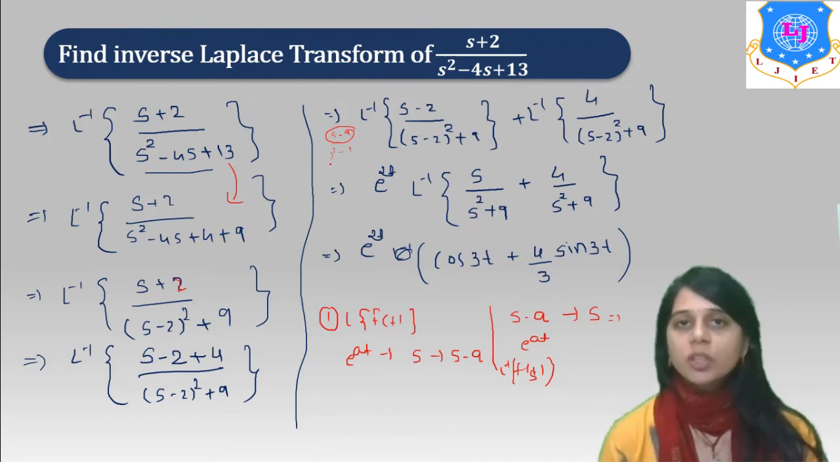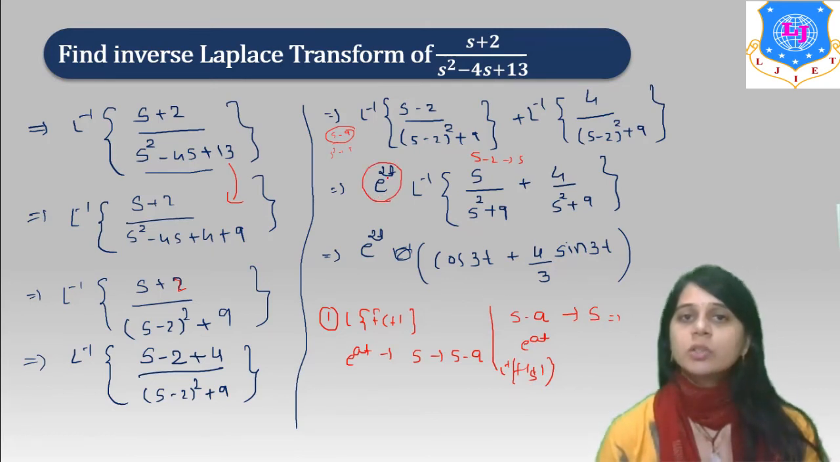What is the inverse first shift theorem? The inverse first shift theorem says that we take s minus a to s, here s minus 2 to s. In that case, you have to multiply with e raised to the power at. So what is a? a is 2. Taking e raised to 2t, the Laplace inverse is, converting s minus 2 to s, s upon s square plus 9 plus 4 upon s square plus 9.